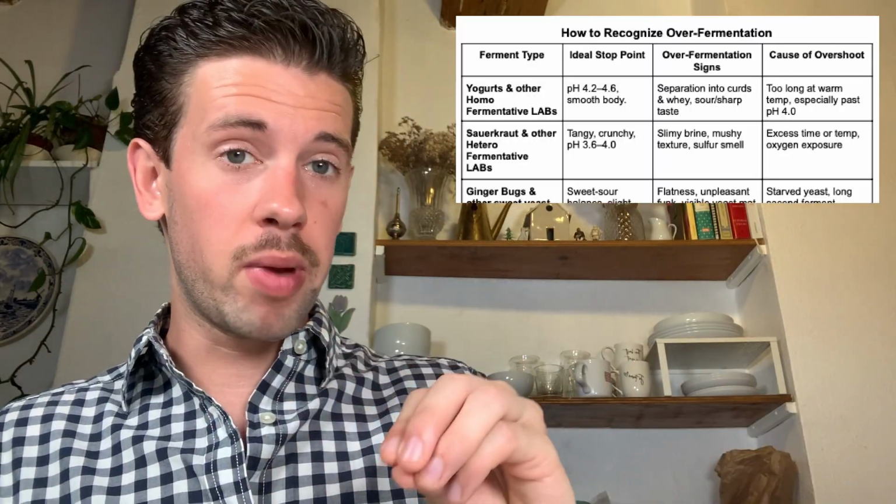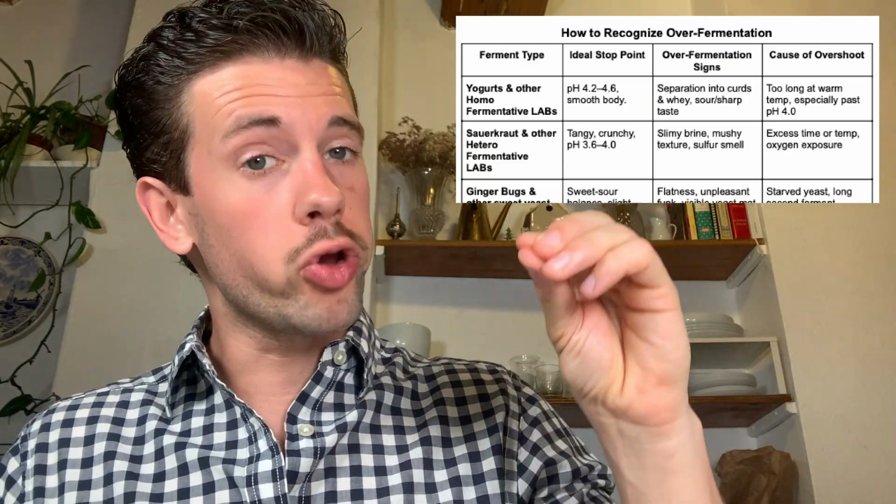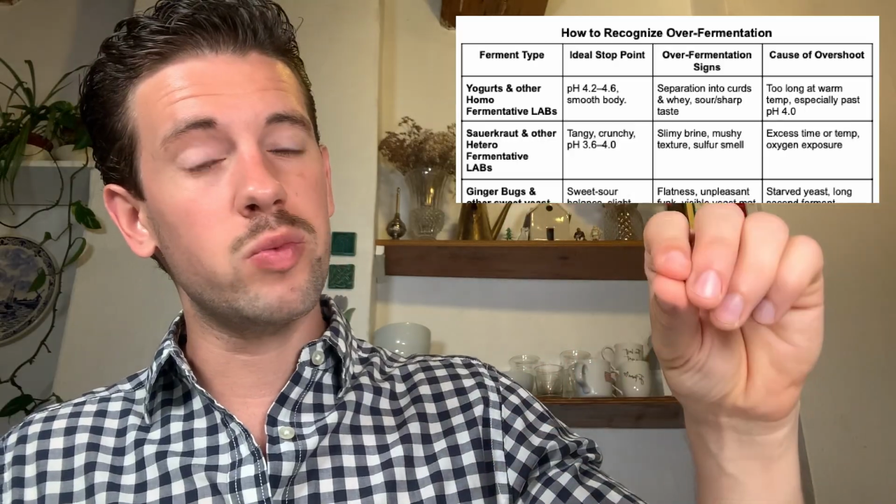And finally, I go over how to recognize if your fermented food is overdone. When you have a homofermentive LAB from yogurt, how can you identify if it's gone too far? Well, your yogurt will split into curds and whey, and it'll be too acidic. In sauerkraut and other heterofermentive LABs, it'll be good with a bright, tangy crunch and a pH of about 3.5 to 4.0. But if you get a slimy, mushy texture, you've over-fermented and everything has broken down, your bacteria are not thriving anymore and they've gone into the death phase, and other toxic metabolites have taken over and ruined the ferment.